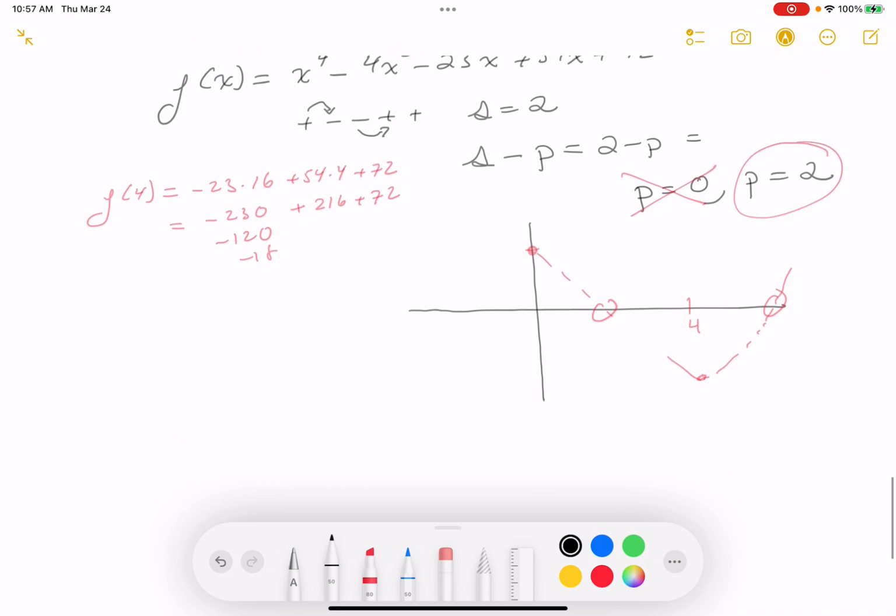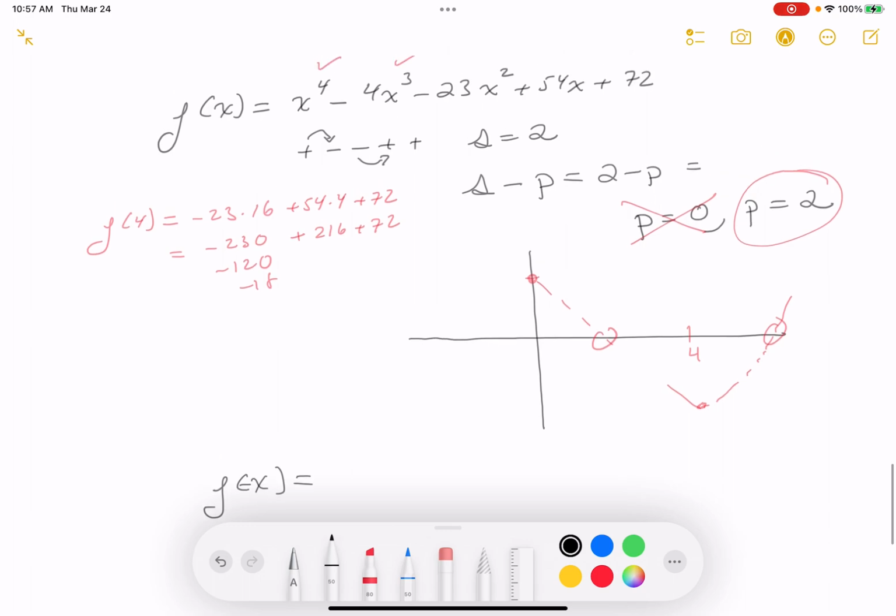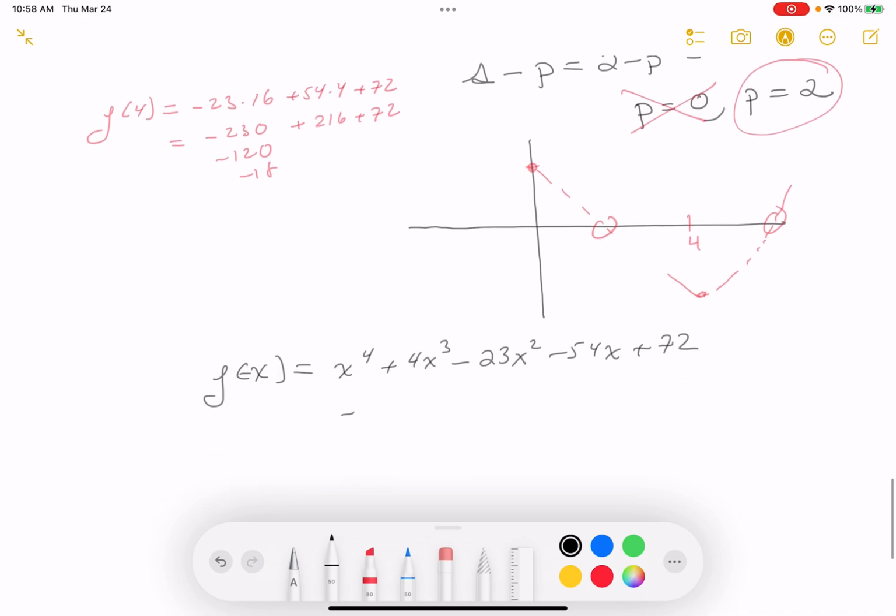Now let's rotate it. And what do you get over here? Not f of x, but doing the rotation about the y-axis. What does that give me? x^4 plus 4x cubed minus 23x squared minus 54x plus 72. Let's go to town. Plus, plus, minus, minus, plus.